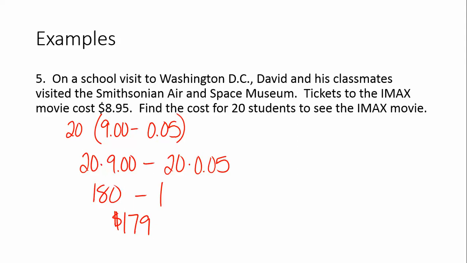And if you were going to just round or estimate, you might have said, well, it's close to $9, 20 times 9 is 180, so it's about $180. But if I want to know the exact amount, let's say I have to take a check with me or something, then we have to subtract out that 5 cents for every one of those tickets. So the distributive property comes in helpful when you're estimating.